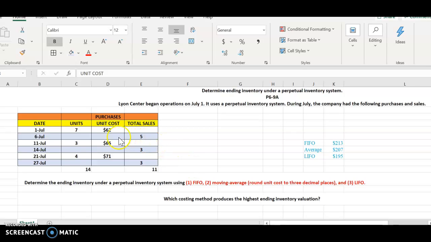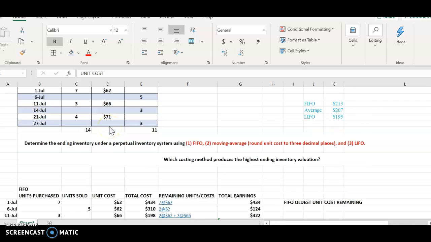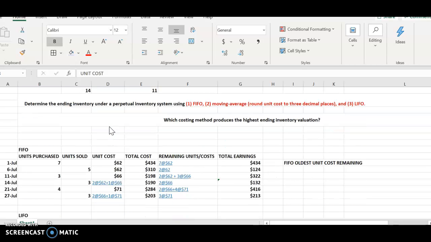So on July 1st, we're told that we purchased 7 units at a unit cost of $62. If we multiply that, we'll come up with the total cost. So the remaining units cost will be 7 times 62, which in total is 434.